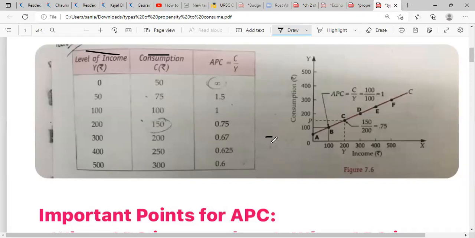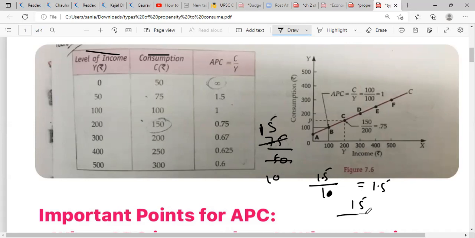So, 75 divided by 50. First we'll solve it by 5. So 5 divided by 1 and 5, 25. And here 10. So it is like 15 divided by 10. So your answer is 1.5. For example, 50 divided by 500, we'll put it like this. Your point will be here. So it will be 0.15.